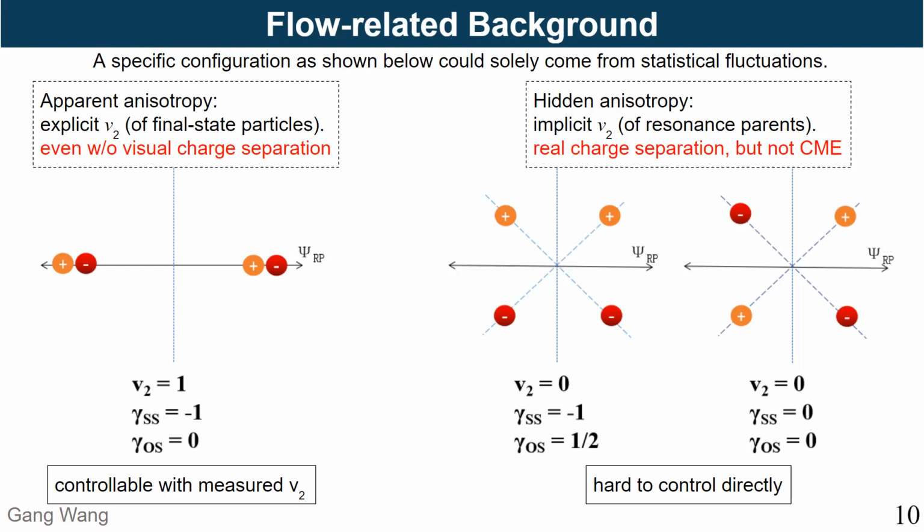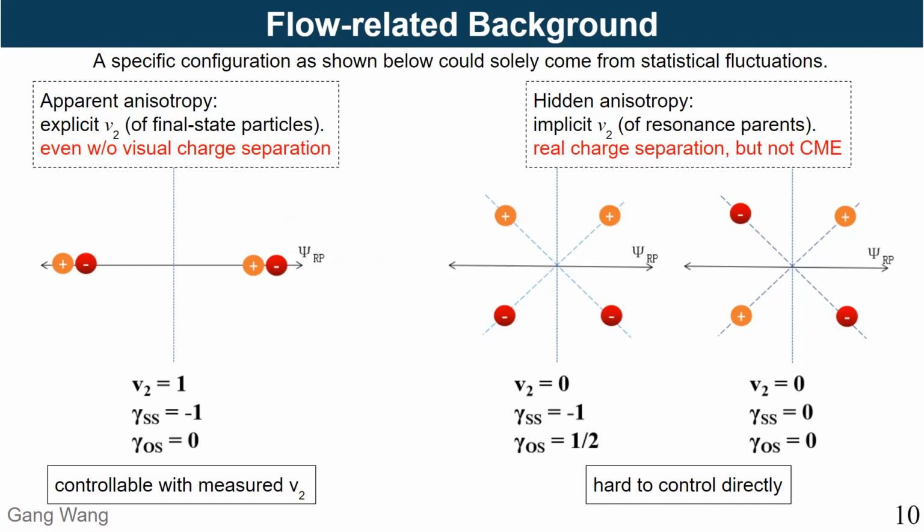So this can be controlled if we can reduce V2, because this effect is proportional to V2. And there is also some so-called hidden anisotropy. From the appearance, you do not see any V2. You still have 4 particles, and you put them in 45 plus minus 45 degrees. And in this case, you actually see some charge separation. But this charge separation could come from decay.